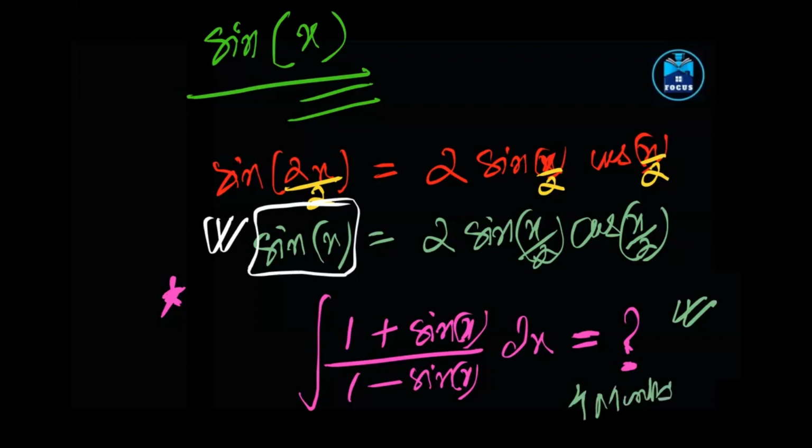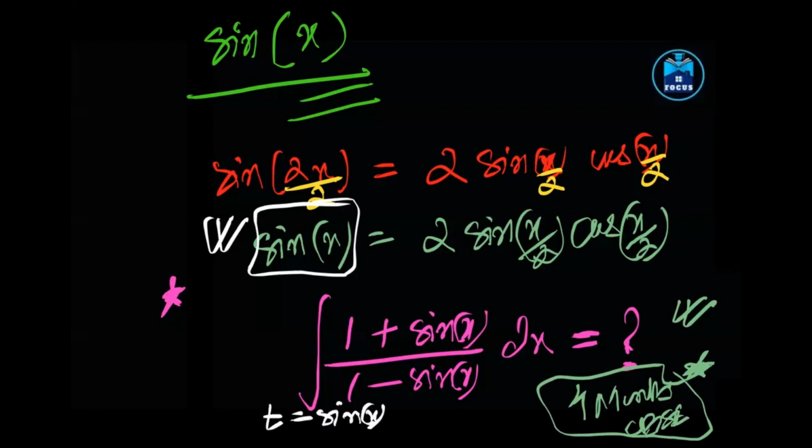This is a 4 marks CBSE board exam question, and it almost always comes in board exams. So we can substitute the value of sin x in places. If we substitute sine x, you are saying t equals sine x, is that right? You are saying t equals sine x, the substitution, right? Or you are asking me to put this over here?